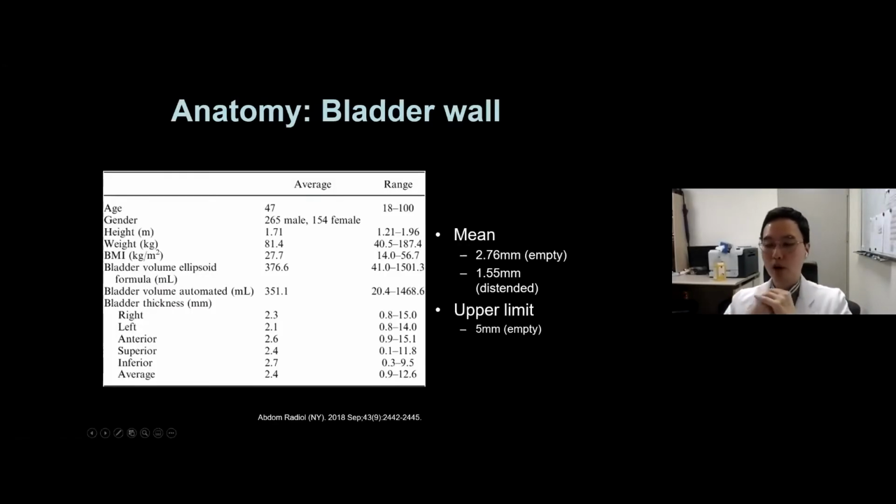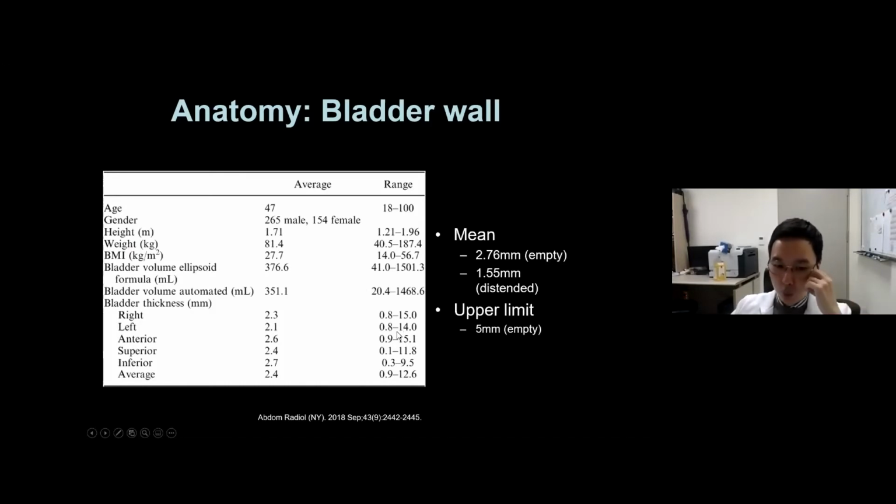Okay, so before defining the bladder cancer in the image, we need to know the normal bladder wall thickness. From this study, the normal bladder wall has a mean thickness of 2.76 millimeter when the bladder is almost empty, and 1.55 millimeter when it is distended. And the upper limit was shown to be 5 millimeter when the bladder was empty.